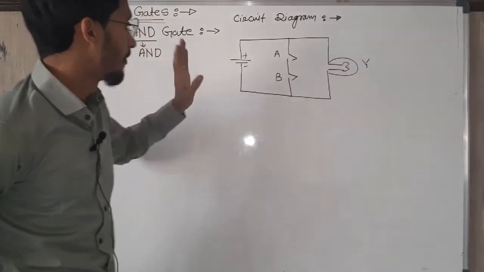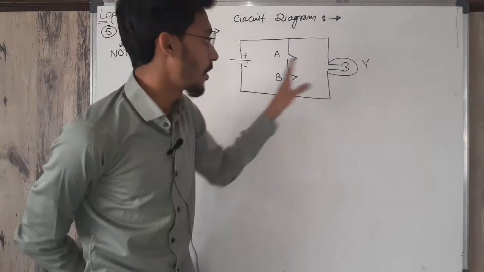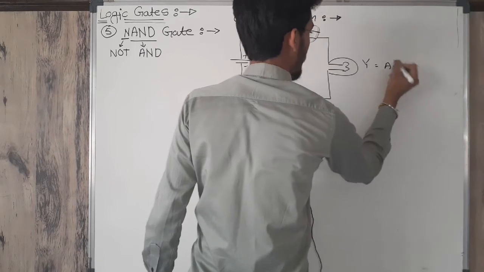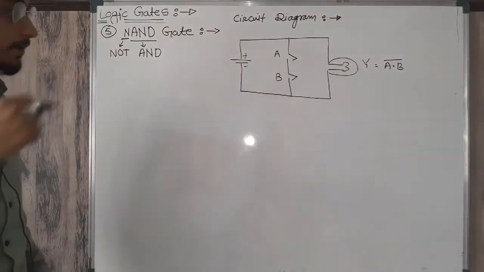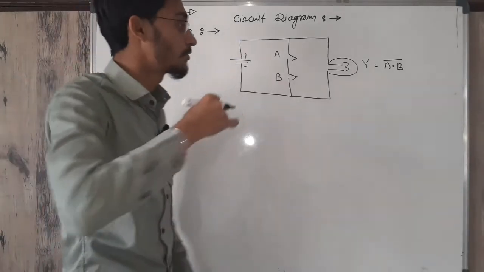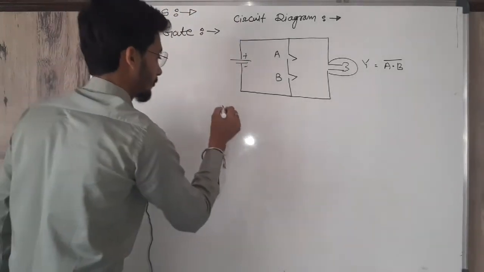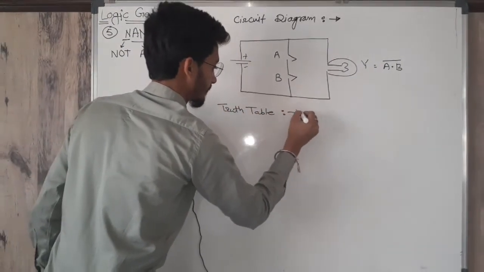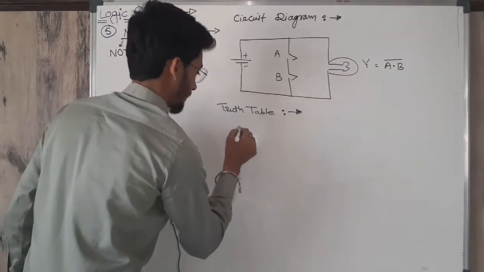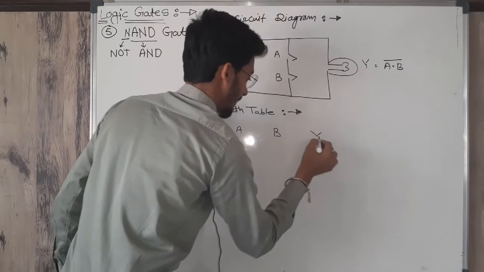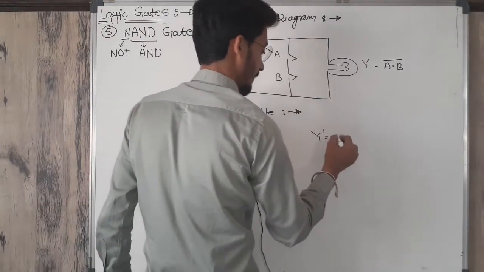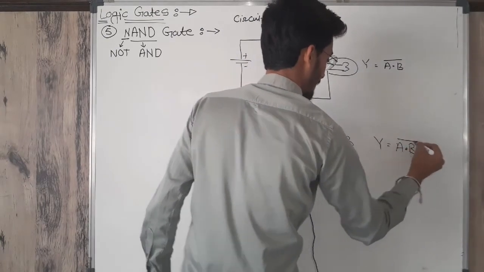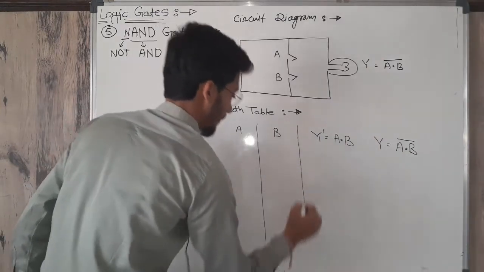A and B are the inputs for the NAND gate, and Y is the output for the NAND gate, and the output is A dot B bar. Okay, all right. So now we need a truth table for the data from the circuit. So the truth table is A, B, and Y dash is equal to A dot B, and the final output is A dot B bar.